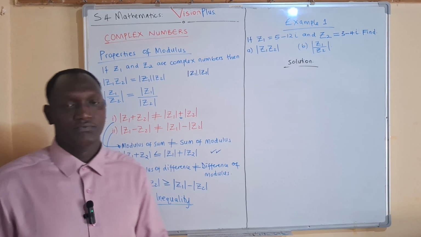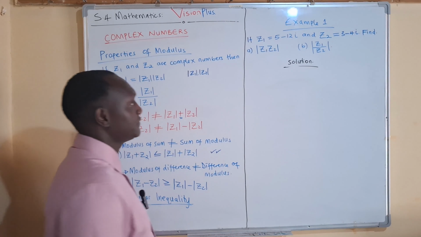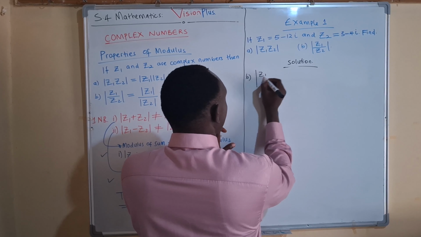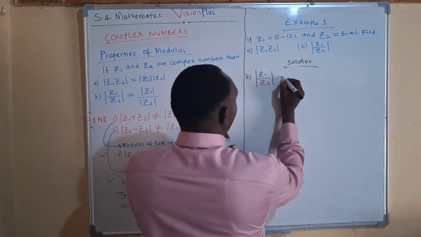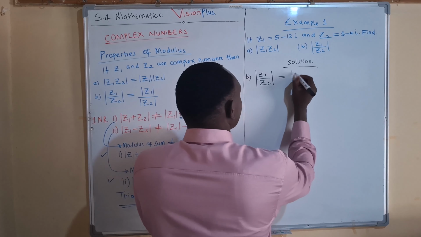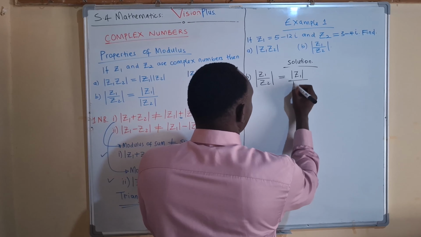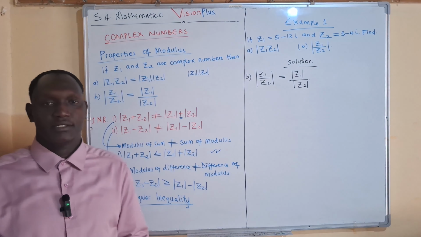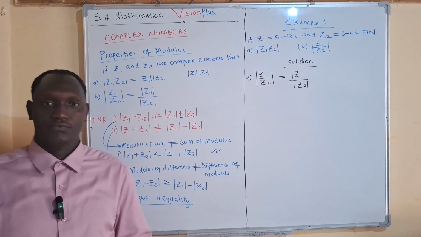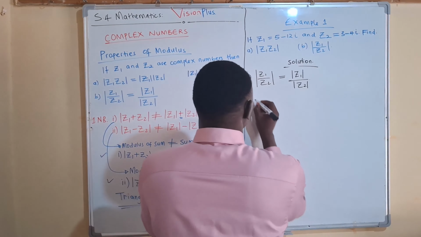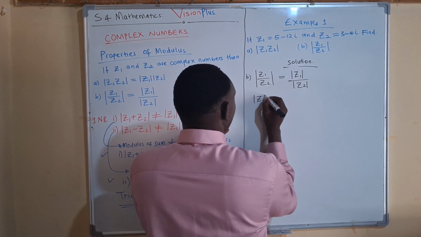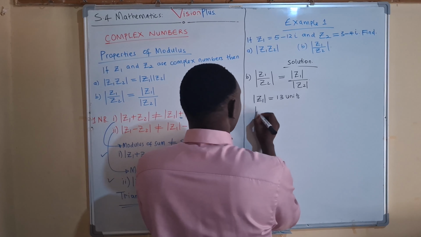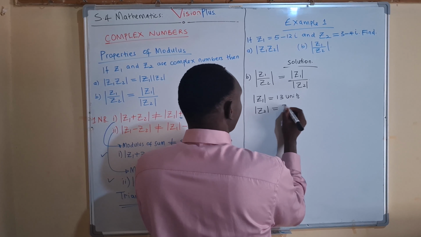Part B says that we need to find the magnitude of the division. It is asking us to find the magnitude of z1 out of z2. And we have said that this is the same as the magnitude of z1 divided by the magnitude of z2. Remember, you have already calculated the magnitude of z1 as well as the magnitude of z2. You just need to substitute. In our previous work, we found that the magnitude of z1 is 13 units, and the magnitude of z2 is 5 units.